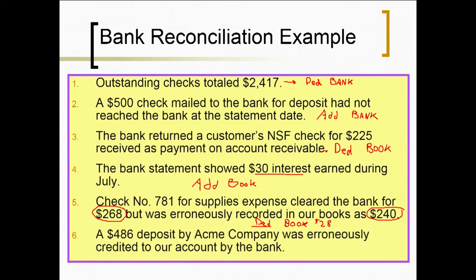Okay, and then lastly, point 6, the bank accidentally made a $486 deposit to our account. Shouldn't be in there. That's a bank error. So what we have to do is deduct that out of the bank side. Okay? We have to deduct that out of the bank side.